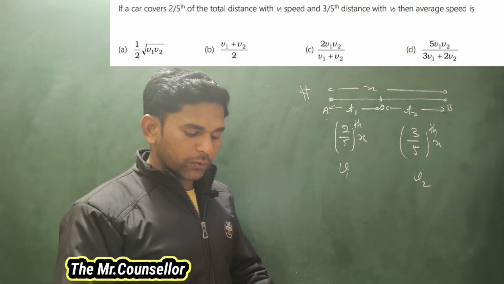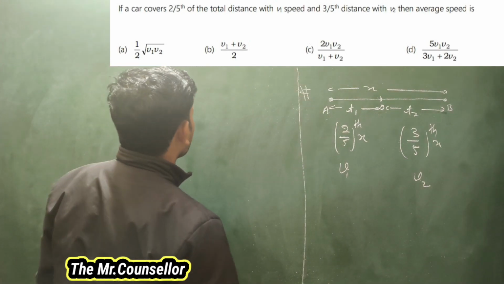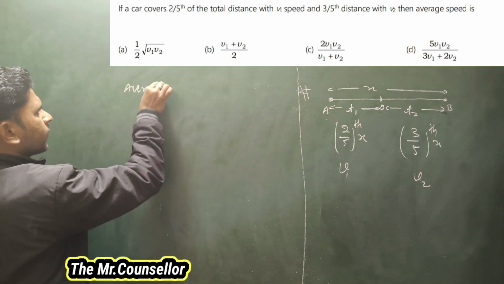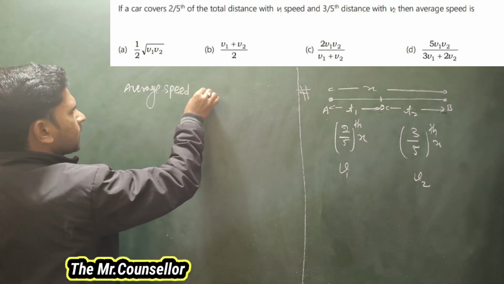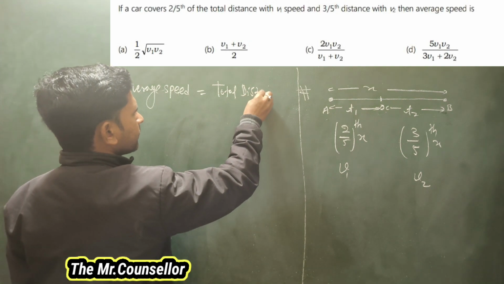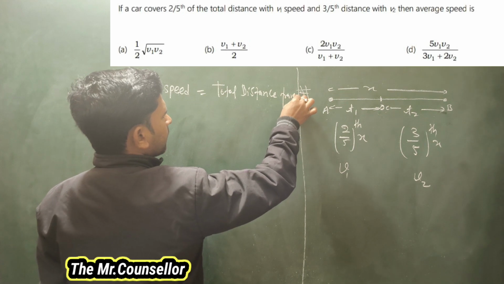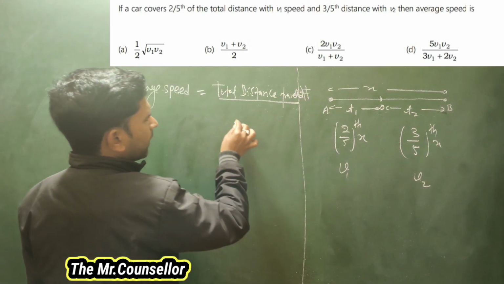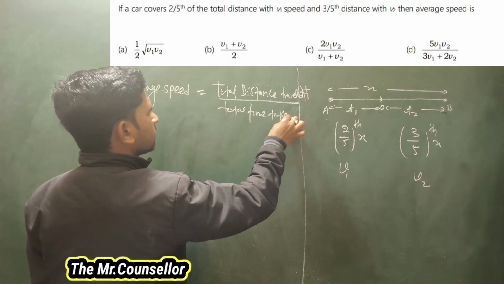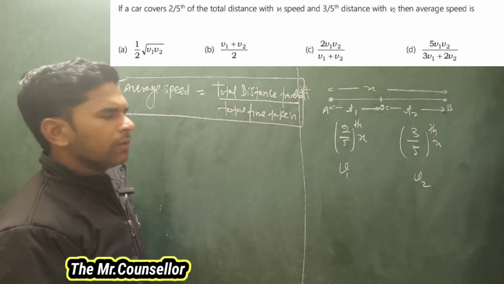Now, what we need to find is the average speed. So simply you will apply the formula of average speed. Average speed is equal to total distance traveled divided by total time taken. This is the formula. You can apply this formula.